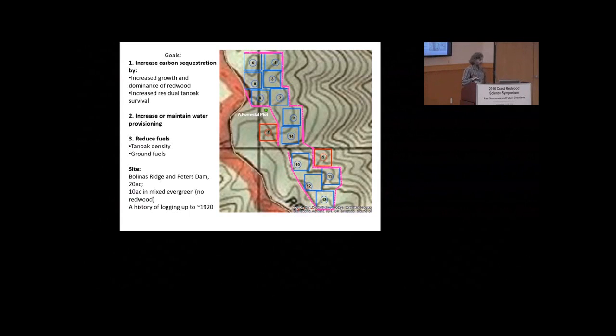Our goals here are to increase growth and dominance of redwood. Our aim is to increase carbon sequestration in these forests. We think we've got a pretty good chance of doing that as long as we can get redwood established and get the tanoak out from the understory. The other benefit of this is that not all tanoak have died, so there are many residual overstory tanoak trees, and reducing tanoak density, based on our epidemiological modeling, suggests that that should protect those trees over the longer term by reducing sporulation loads.